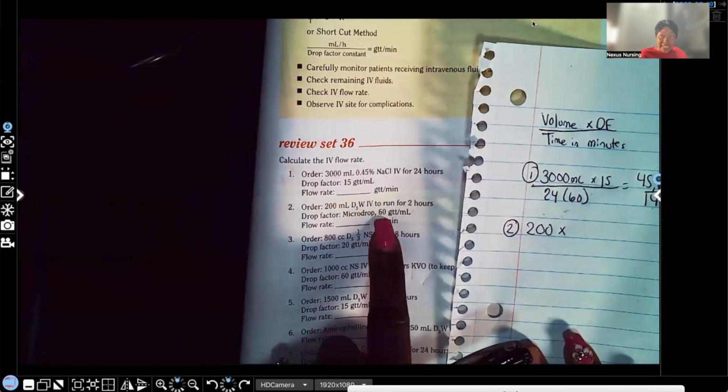Remember, here's our formula, guys. Volume times the drop factor all over time in minutes. So now let's look at what the drop factor is: 60. They give it to you, guys. So let's put in our 60, all over time in minutes.